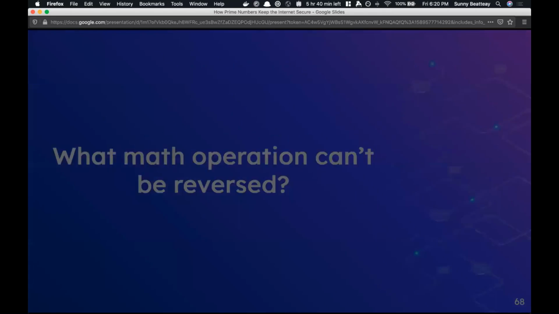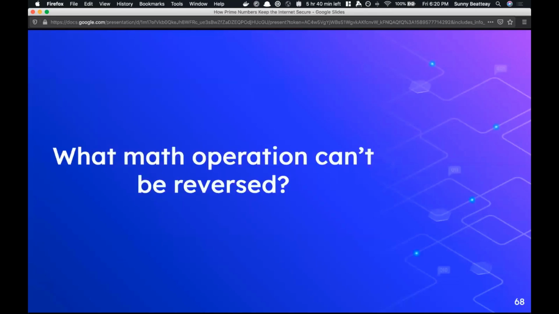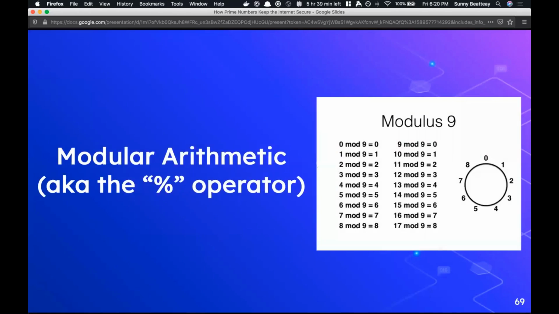So the question is now, what math operation can't be reversed? The answer to that is something we've actually seen earlier in this presentation. The answer is the modular operator, also known as the remainder operator.